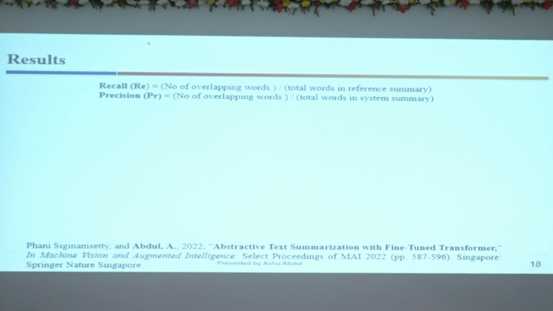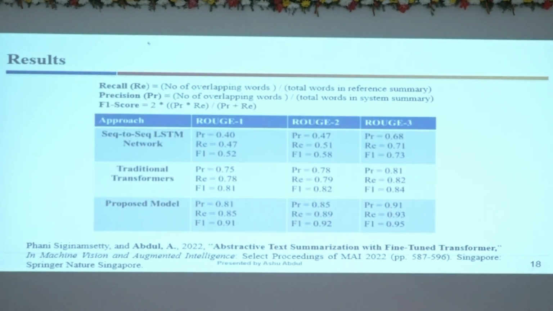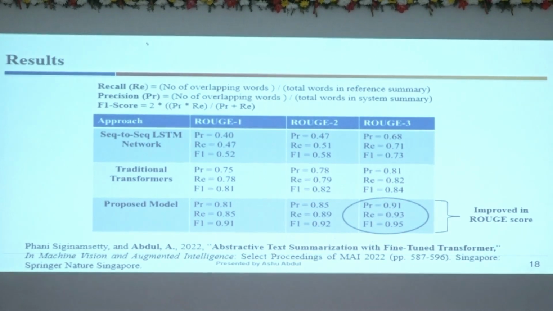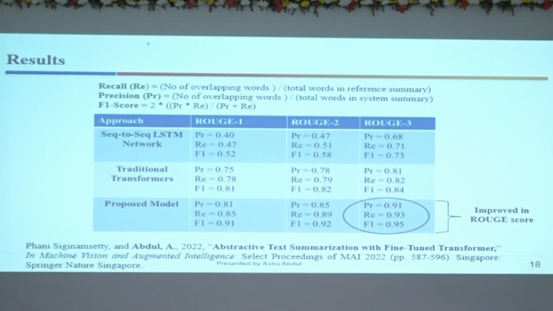So these are the results we obtained. If you see here the ROC score for the proposed model, compared to the existing networks, when you are using sequence to sequence with LSTM or your traditional BERT or transformer model, we have got a better ROC score, precision and F1 score compared to the existing approaches.